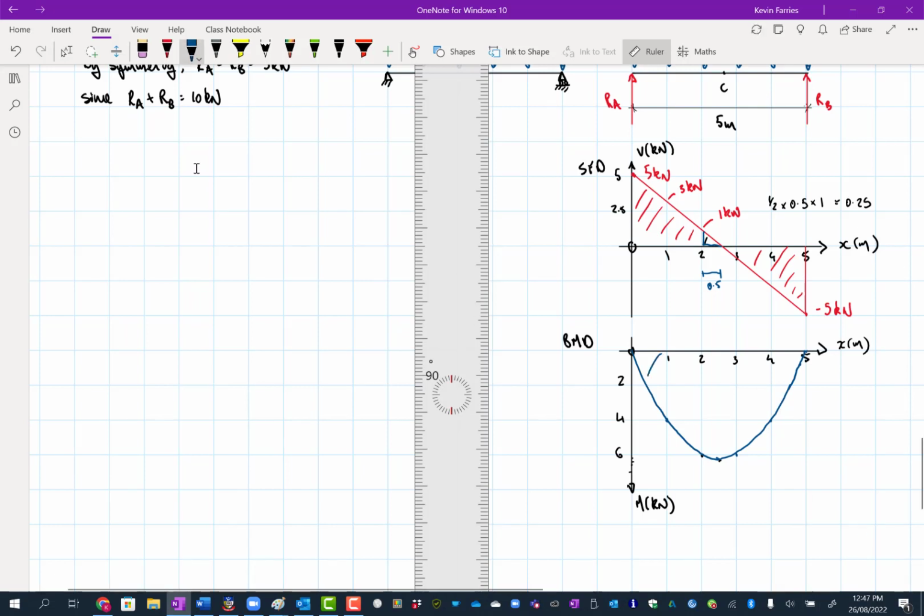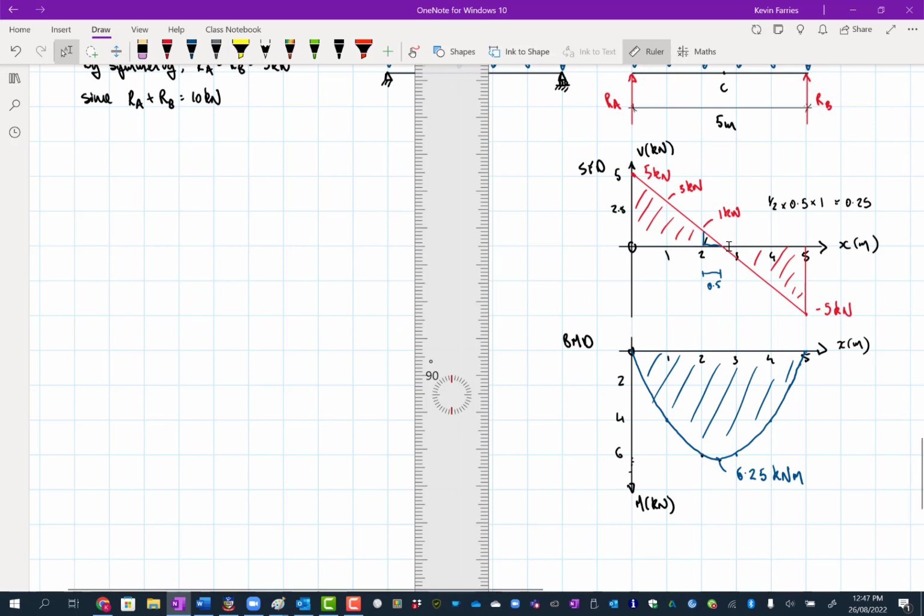Shade it. And then mark on the maximum. And again, maximum, where's it occurring? It's occurring where the shear is 0. And so that was 6.25 kilonewton meters. Now, this would be a good one to check that point.